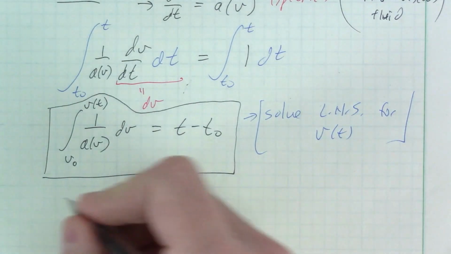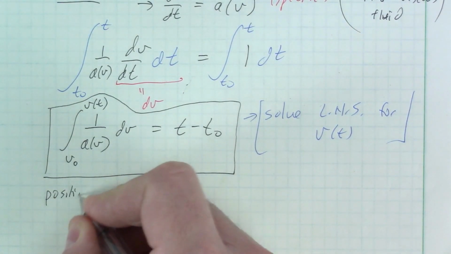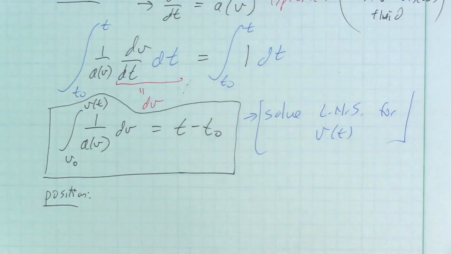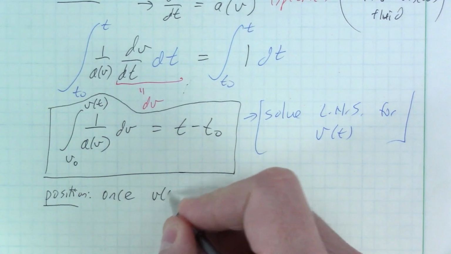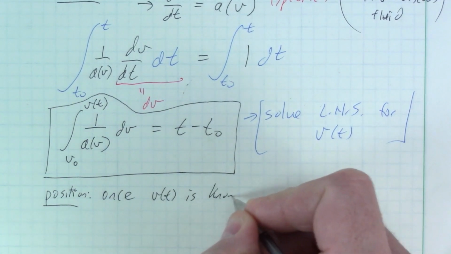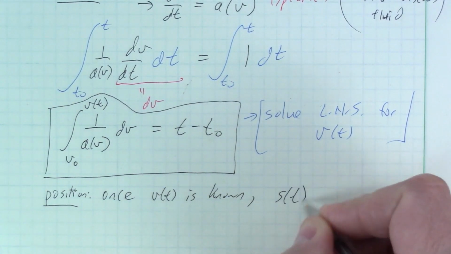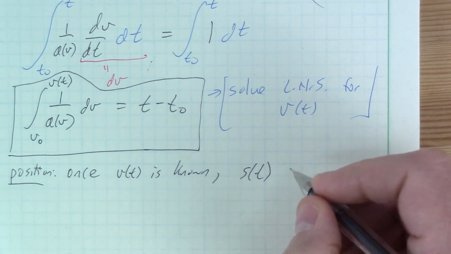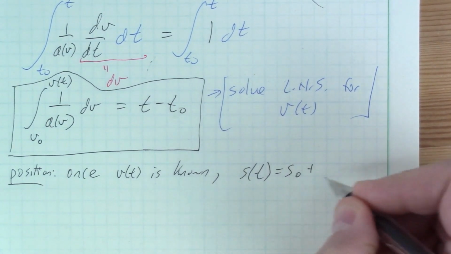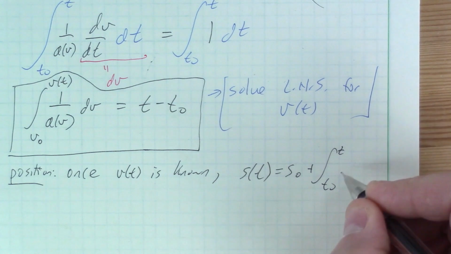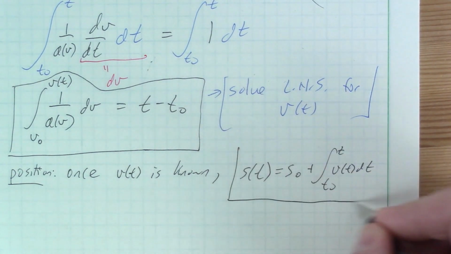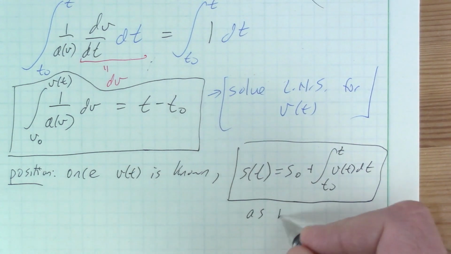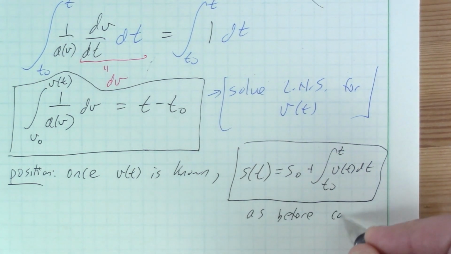Okay, and then position, we've already done this. If you have v of t, this is exactly the same as case A. Once v of t is known, we can go to what we've already derived: position as a function of time is just initial position plus the integral of velocity through time. Nothing new here, as before, case A.